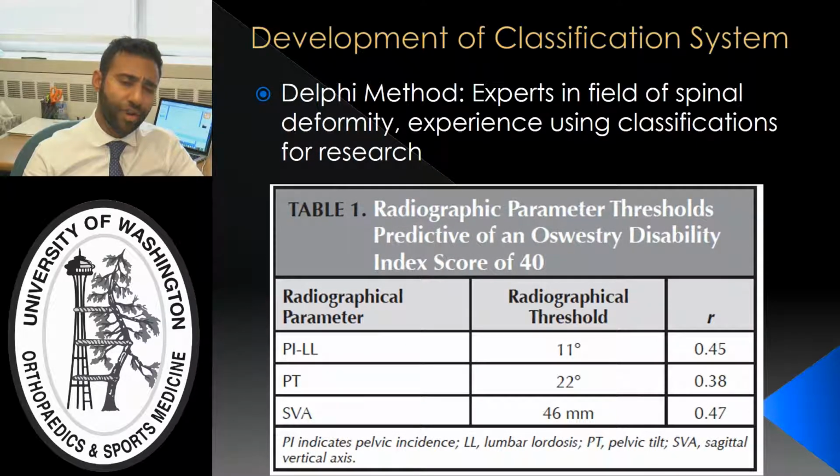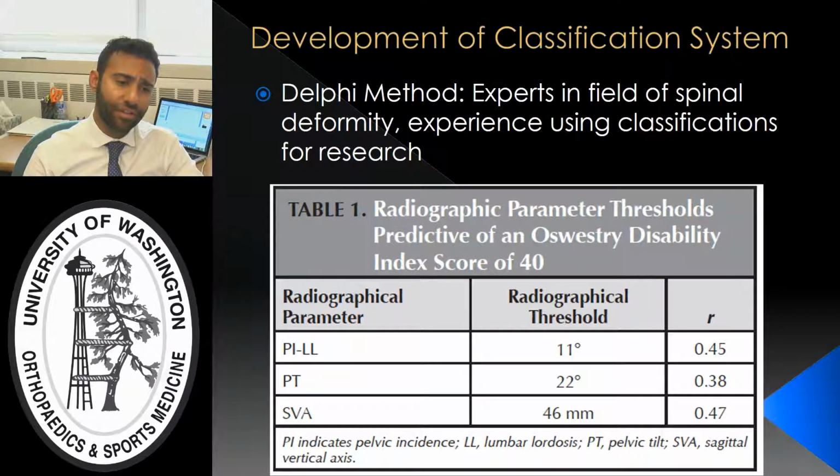These are the radiographic parameters that really seem to drive our decision making with adult deformity, and these are our targets for surgical correction. Our pelvic incidence minus our lumbar lordosis should be around 11 degrees or less. Our pelvic tilt should be less than 22 degrees, and our sagittal vertical axis should be roughly less than 4.6 centimeters.